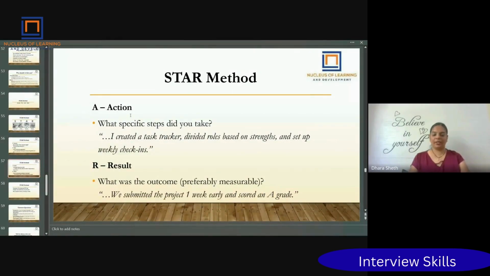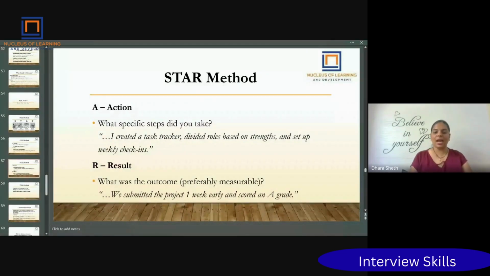Next, what action did you do? You gave the situation, you told them what you were responsible for. Now, how did you execute that responsibility? Or when that incident happened in your responsibility, what action did you take? I created a task tracker, divided roles based on strengths, and set up weekly check-ins.